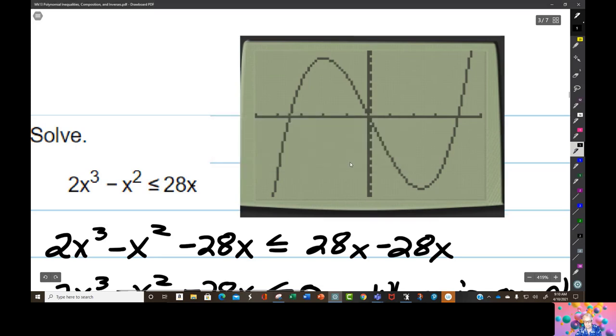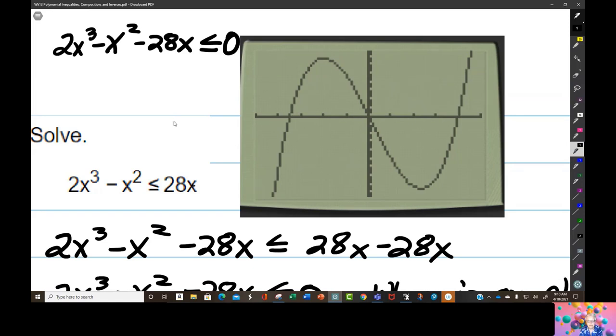Now, this is a graph of 2x to the third minus x squared minus 28x. Is less than or equal to 0, meaning on or below the x-axis. Okay, the ons we're going to do in black. On. Below. That's where the graph is below the x-axis.